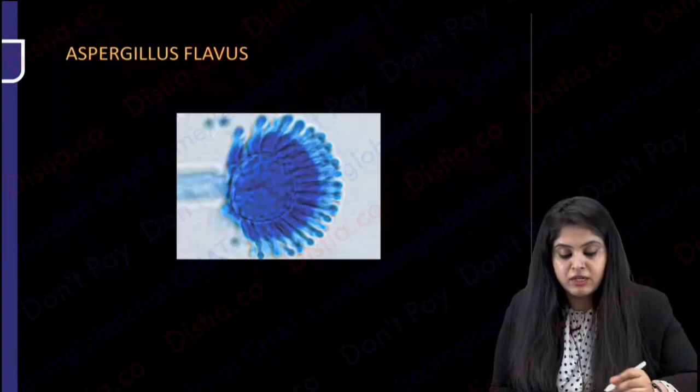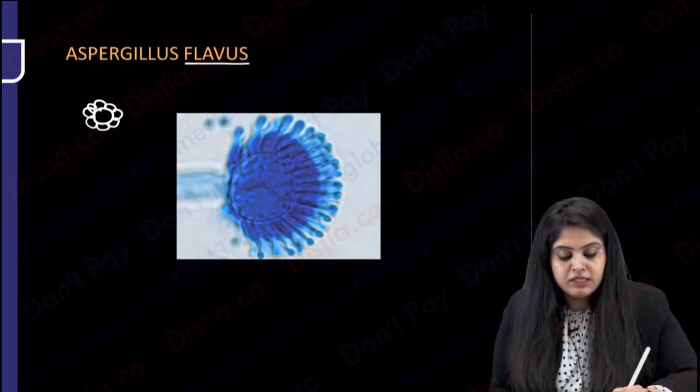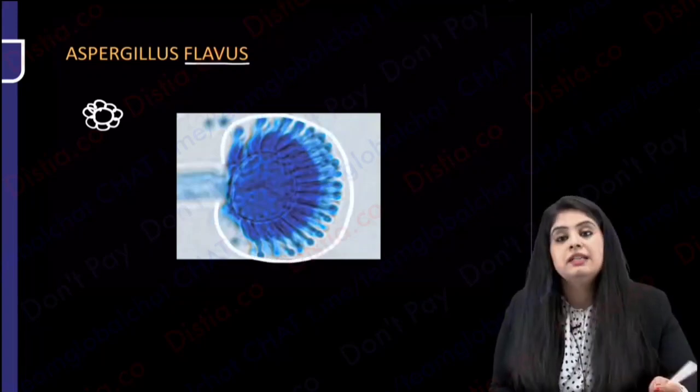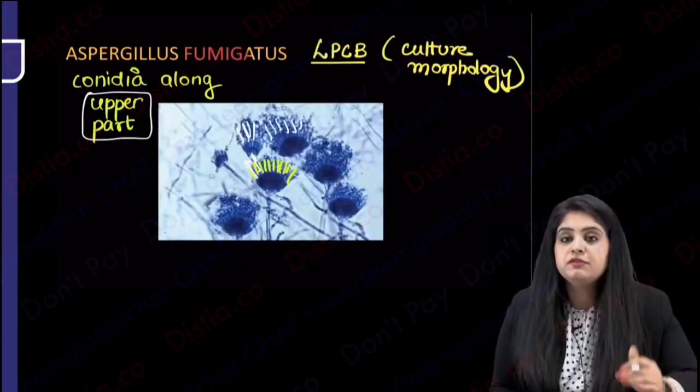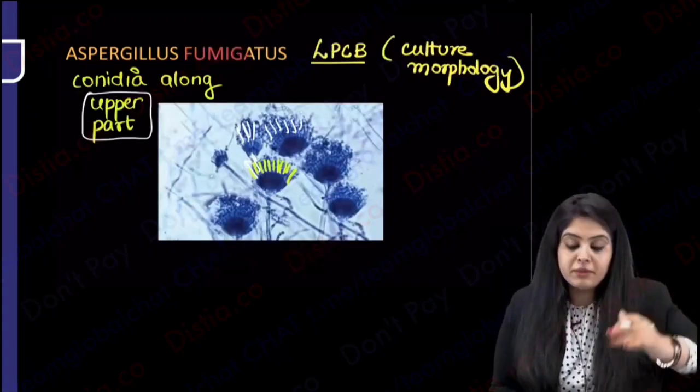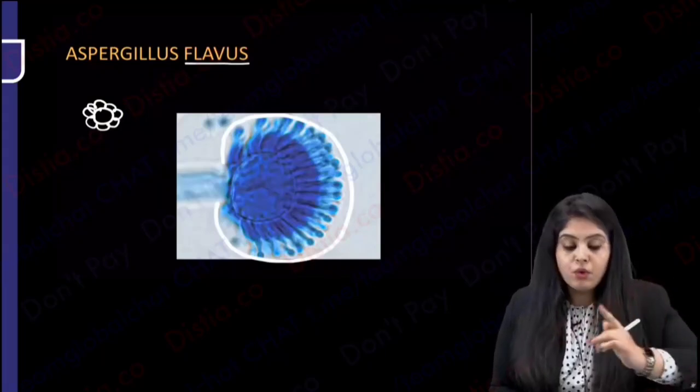Versus, look at the next one. Look at the flower, the flavus. A flower is going to have petals all around. So can you see the vesicle is going to have these conidia all around? That is the best way of learning it. So when you're dealing with Aspergillus fumigatus, fumes are only above, so the conidia are above. When you're dealing with Aspergillus flavus, it's like a flower, it's going to go all around.